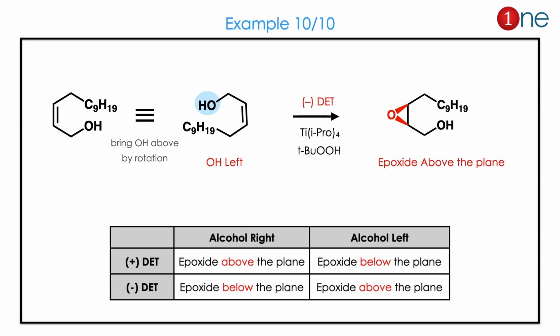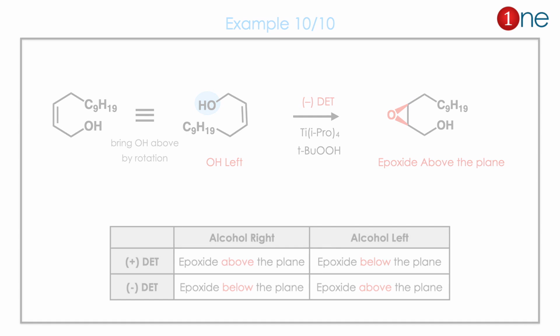Then let us look at the next question. The starting material is an alkene with OH in the allylic chain. You have to find the product. Here again the same problem. Bring the OH above by rotation. Double bond already vertical. So OH is on the left side. OH left side, minus DET. So the epoxide will be above the plane. So you have to always bring the OH above here.